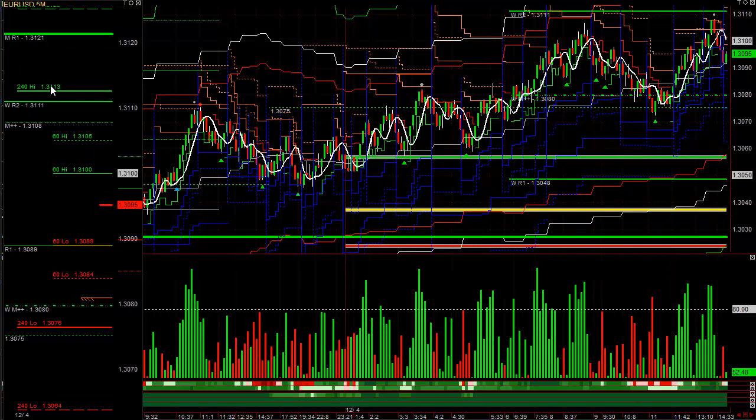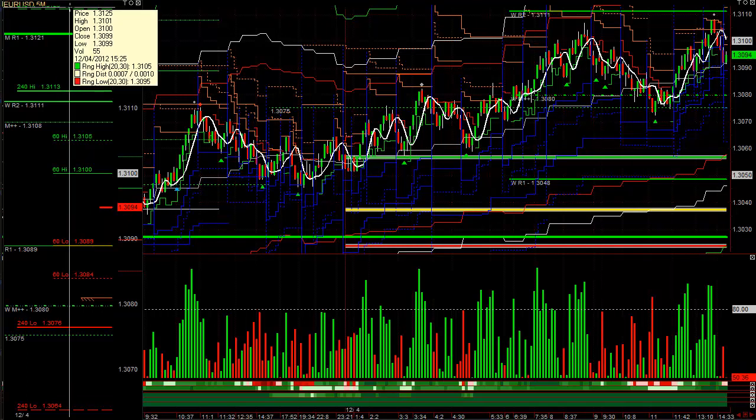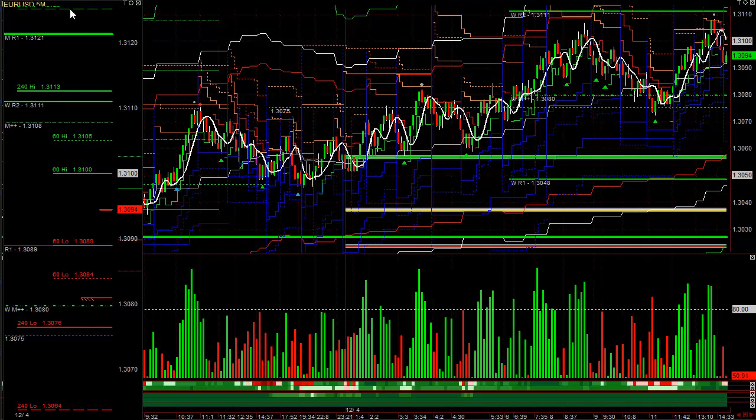This is the 4-hour statistical high, 3113. And up here is the one standard deviation, 3125. So it's not over the next 4-hour period, or in the current 4-hour bar, it's very unlikely to go above 3125, very unlikely to go below 3165.